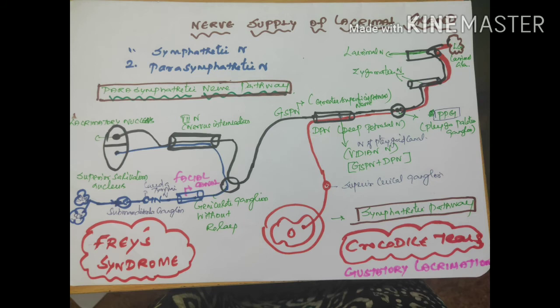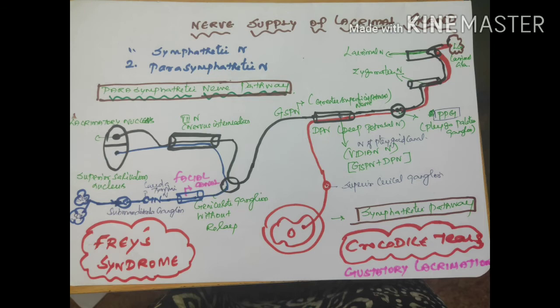The next topic is a very important topic, that is nerve supply of lacrimal gland. The nerve supply of lacrimal gland is parasympathetic nerves and sympathetic nerves. The parasympathetic nerve is secretomotor to the lacrimal gland, and sympathetic nerve is vasomotor to the lacrimal gland.